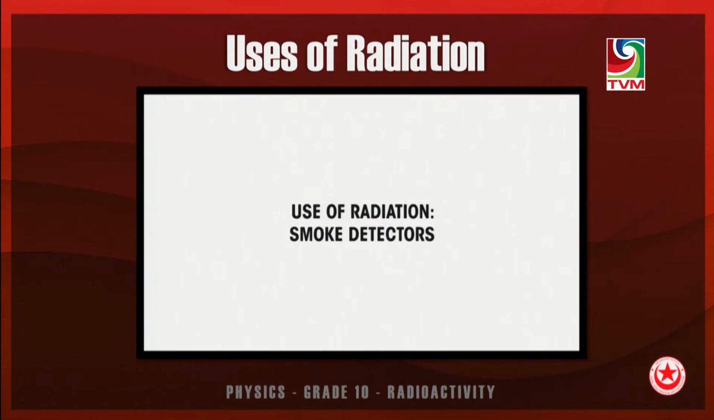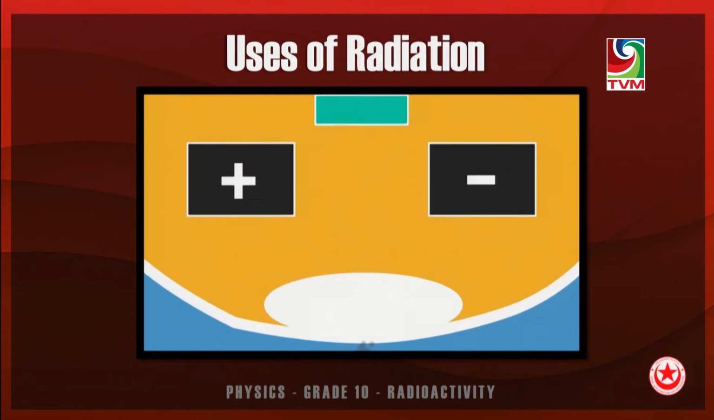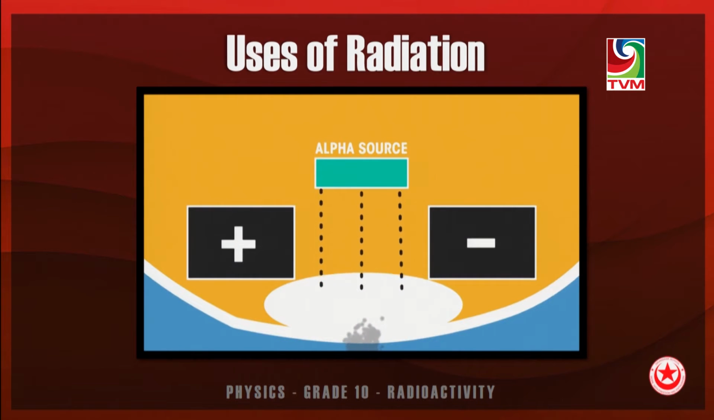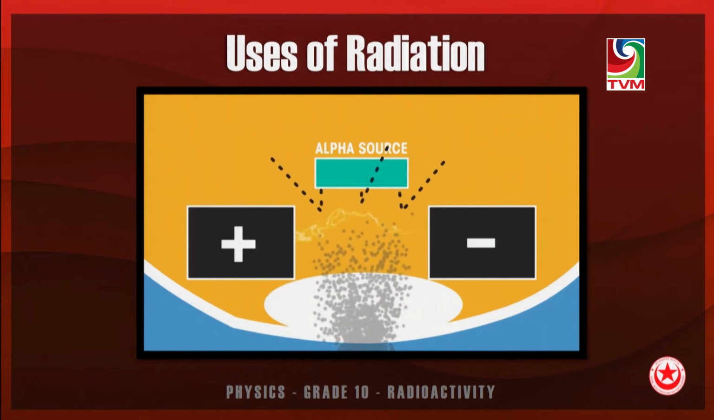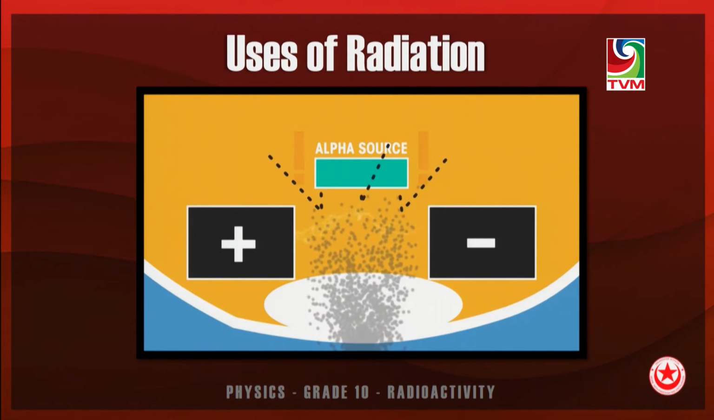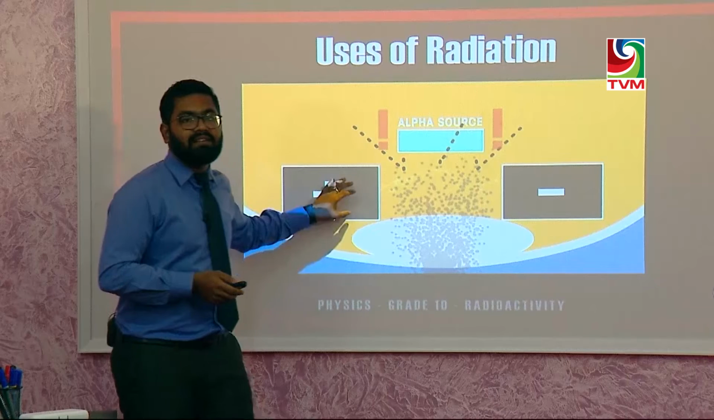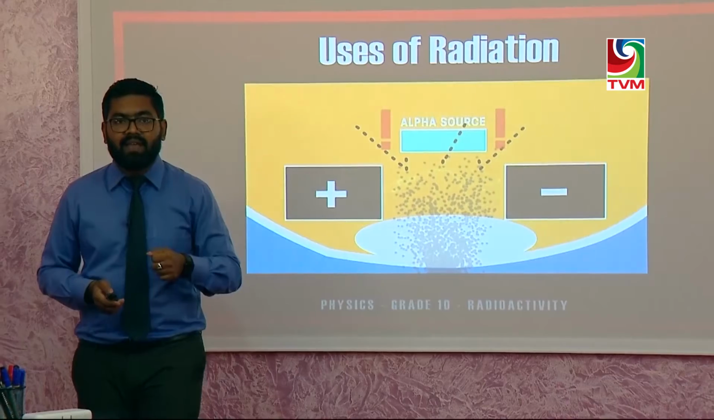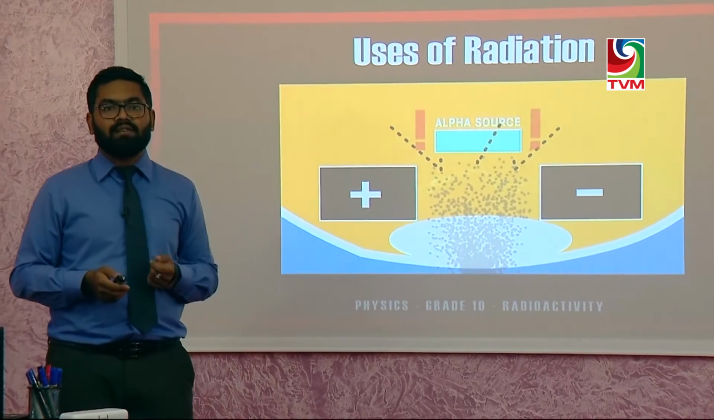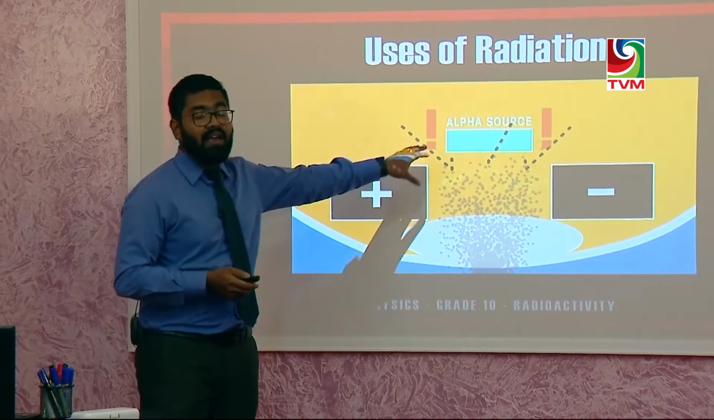And then it can be used in smoke detectors as well. As you can see, inside the smoke detectors there is a small current flow and the alpha source keeps on ionizing this region. When smoke particles come inside, the ionization does not take place, and the current flow between the positive and negative particles here does not take place, and then it triggers the alarm. So this is how a smoke detector works. In this, they make use of an alpha source.